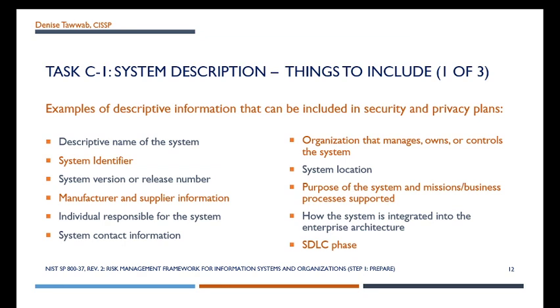All right, some things to include in a system description would be a descriptive name of the system, an identifier. Maybe you have a unique number that you give to each system, a system version or release number, the manufacturer and supplier information for that system, the individual responsible for the system and contact information, the name of the organization that manages, owns, or controls the system, the location of the system, the purpose of the system, and any missions or business processes that are supported by the system, how the system is integrated into the enterprise architecture, and the SDLC phase.